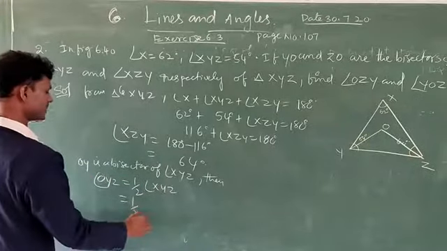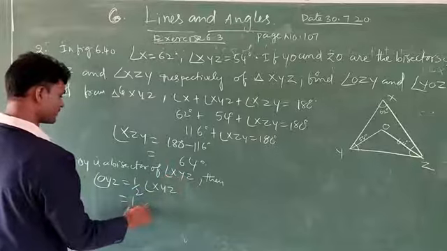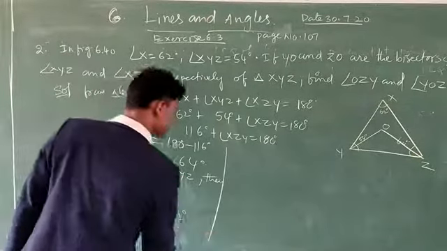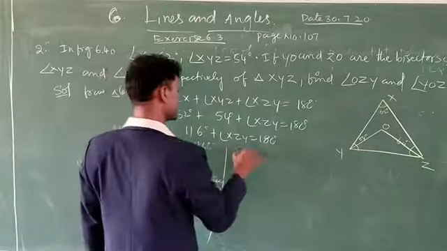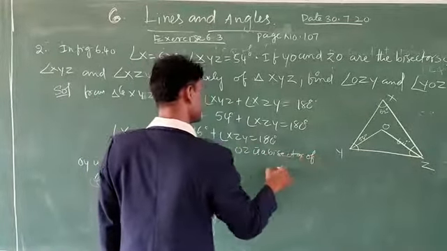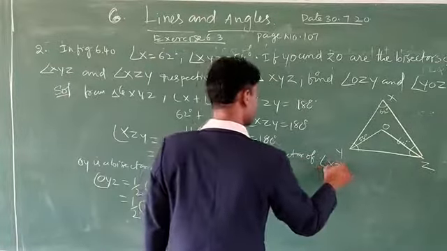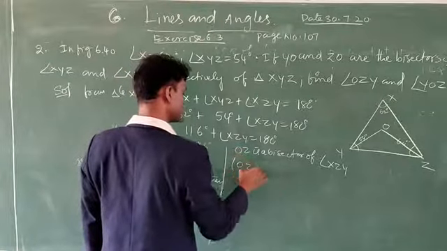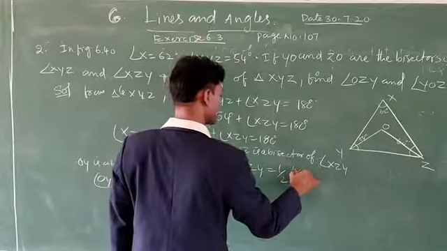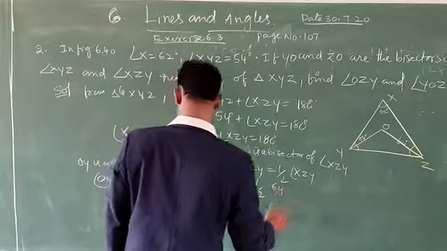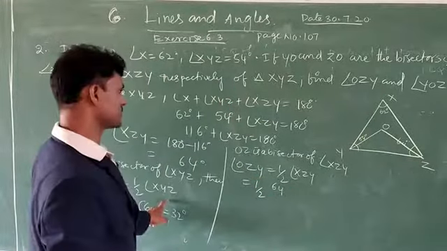Here half of angle XYZ is equal to how many degrees? 64 degrees. Now this is 32 degrees. Similarly, you can find that one. OZ is a bisector of angle XZY. Therefore, angle OZY is equal to half of angle XZY, which is 1 by 2 into 64 degrees.